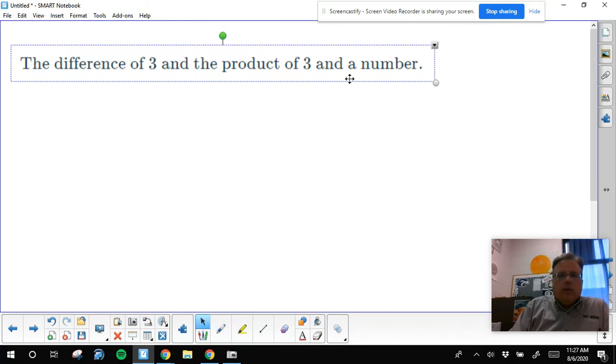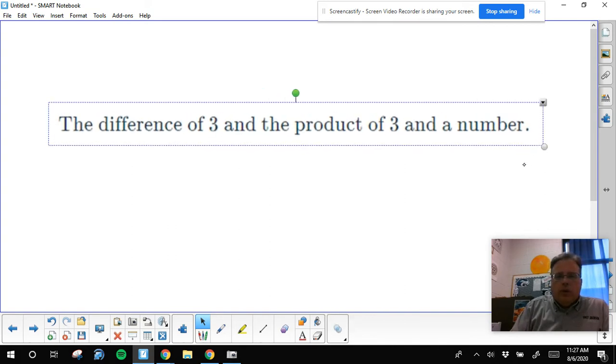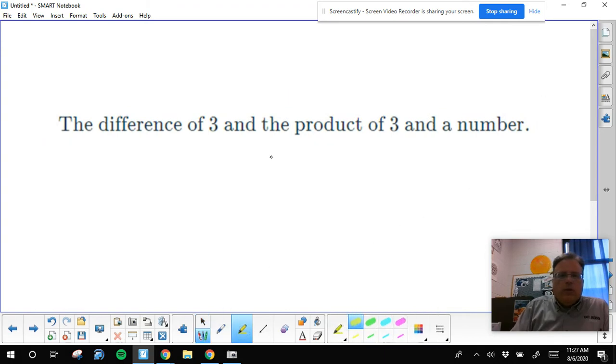All right, so the difference of 3 and the product of 3 and a number. Boy, that's a lot going on. So what we have to do is kind of start with the inside. And multiplying, product comes before subtraction. So what we're going to do is we're going to look at that part and we're going to say, what is product? Well, product means to multiply.